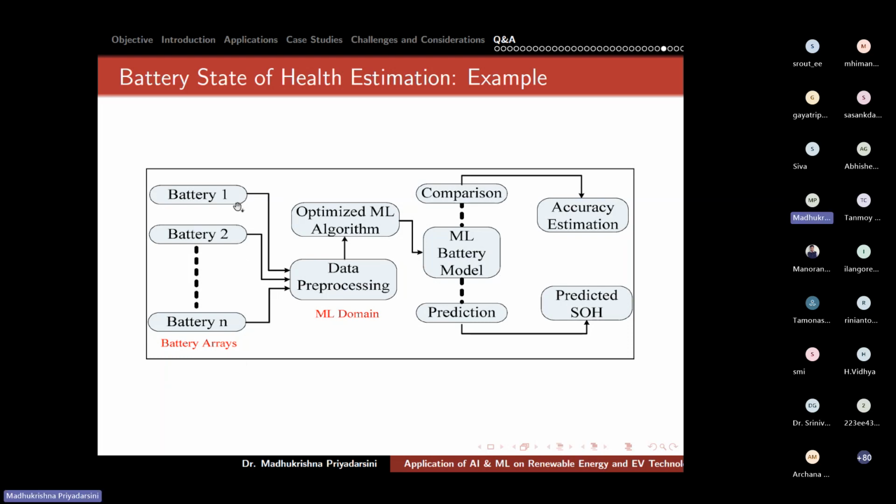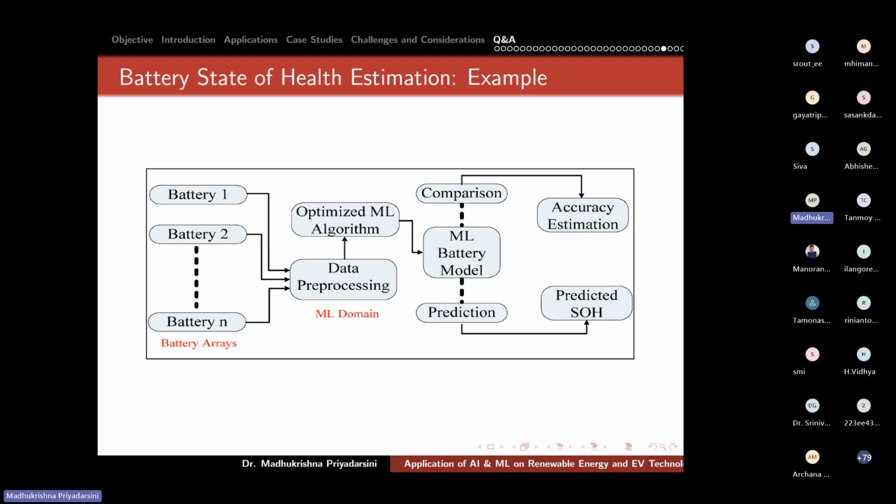So we have battery arrays, or you can say a number of batteries present in a particular array. These are the data set. Suppose in our location there are 100 or 1000 EVs. All these 1000 EVs' batteries are one input to the data set. That's why it is the battery arrays. And here we are doing the data pre-processing. We are eliminating the noise present in the data.